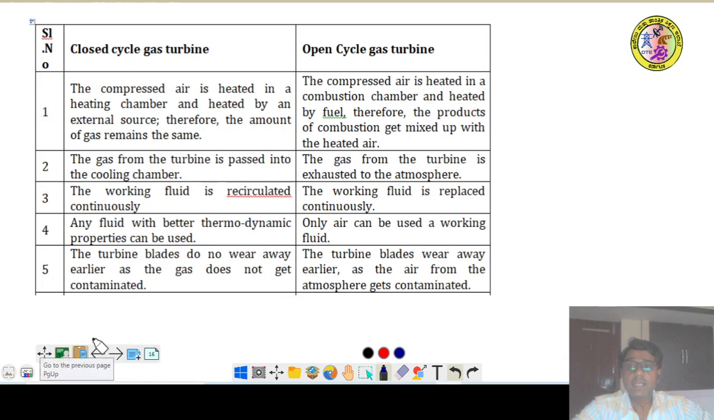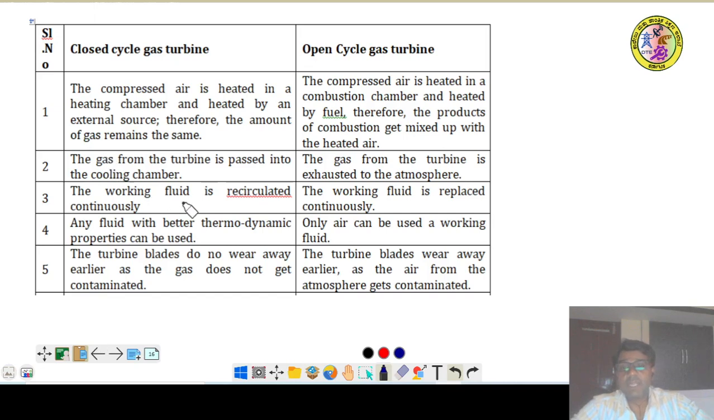So, next is, what is the difference between closed cycle gas turbine and open cycle gas turbine? We know that in the closed cycle, the compressed air is heated in a heating chamber by an external source. Therefore, the amount of gas remains the same. So, there is no mixture of air stream with the combustion products in the closed cycle gas turbine. Whereas, in the open cycle gas turbine, the combustion products are going to mix with the compressed air stream, so that the mass of the exhaust gases is equal to the mass of the air plus the mass of the fuel.